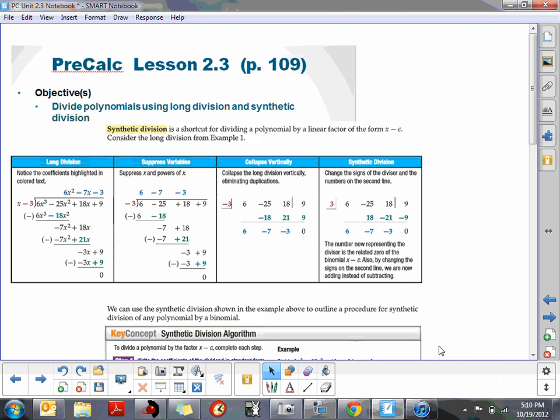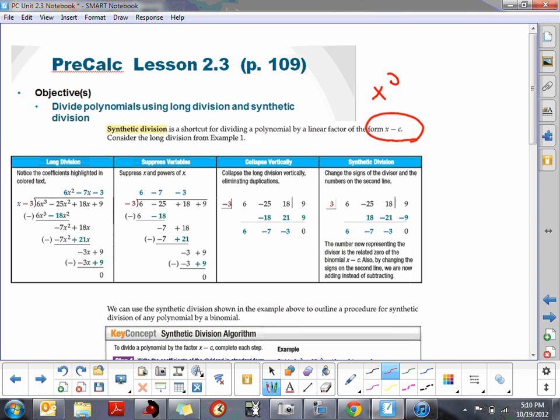The next part of our lesson is using synthetic division to divide. Synthetic division is a shortcut and it's an alternative to long polynomial division, but it is only applicable when you have a linear factor of the form x minus c. If you're trying to divide by an x squared minus c, you cannot use synthetic division.